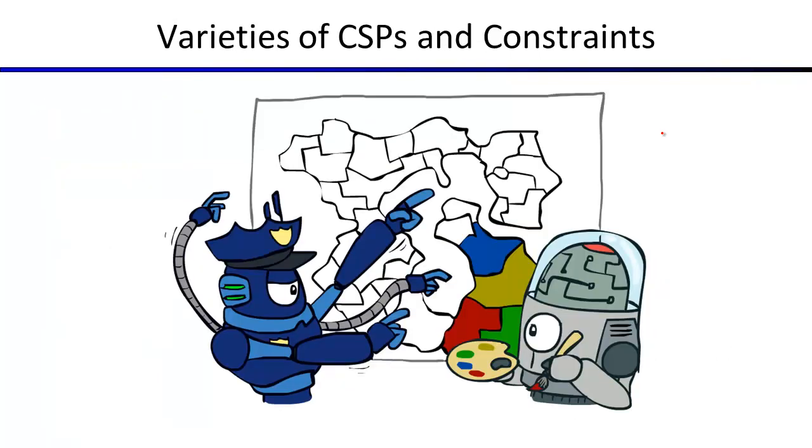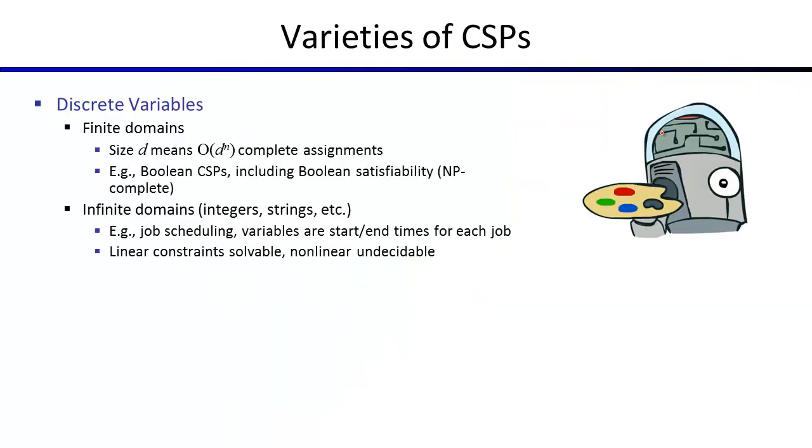All right. Now, there's a variety of CSPs and constraints, and we're not going to be looking at all of them. We're looking at a specific class of them. So let's look at the variables. The variables could have finite domains or infinite domains. We'll be looking at CSPs with variables with finite domains. When they're finite, they could be Boolean, 0, 1 valued domains, or could be more possible values.